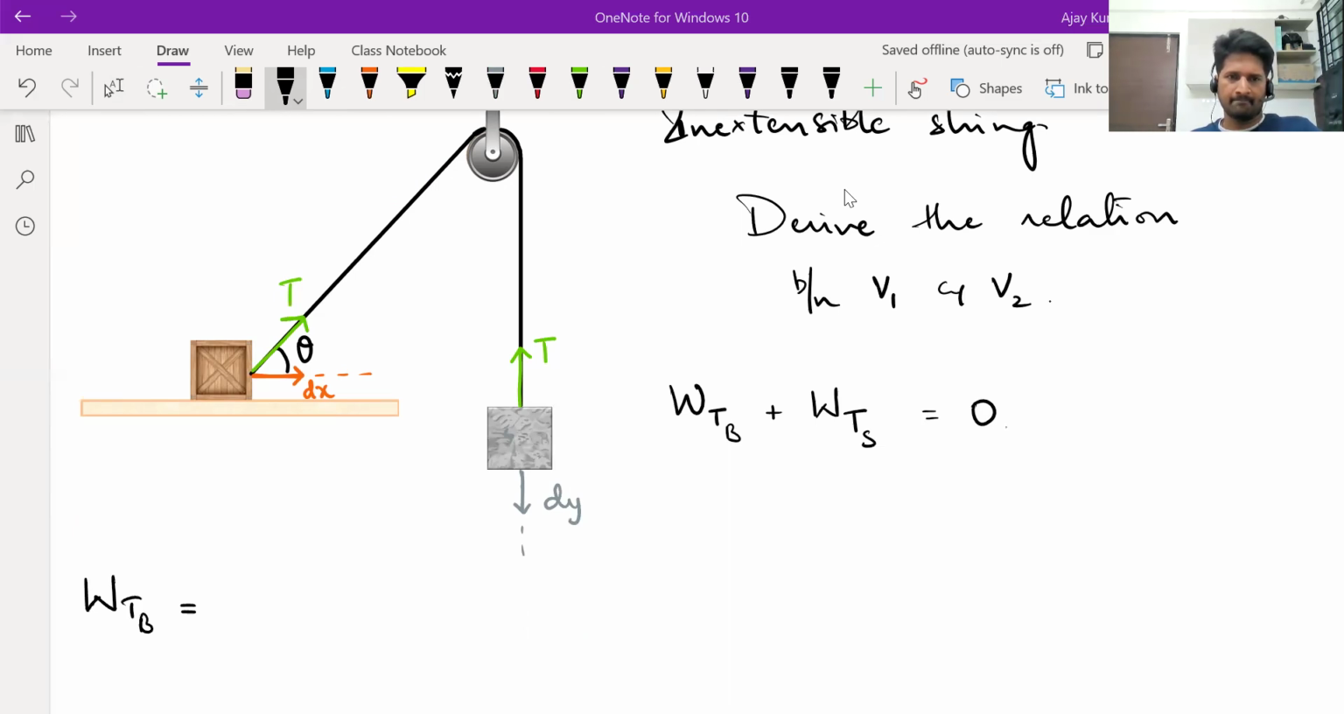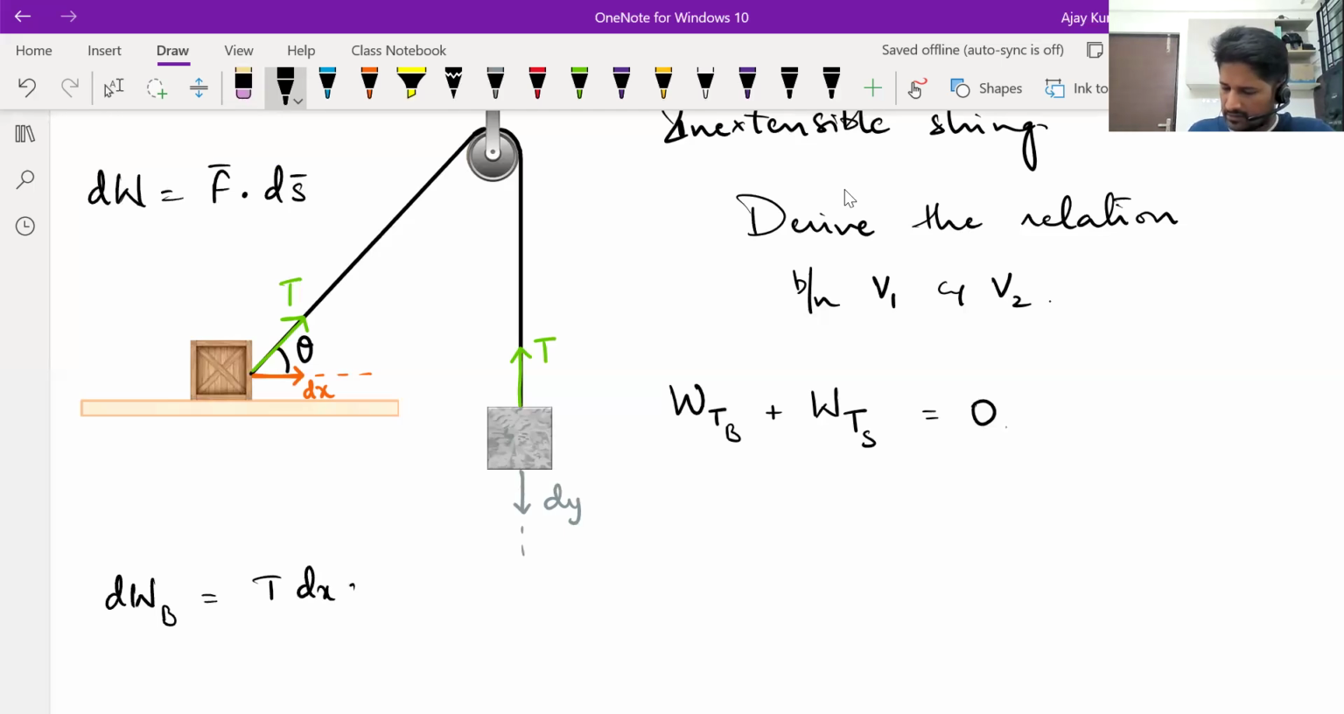T dx cos theta. It's actually T force dot displacement, force dot small displacement. I should not say work done, I should say small amount of work done. We know the formula for small work, dW is equal to F dot ds. You don't have to integrate or bother about anything. In a small displacement, you can assume the force is constant, angle is constant. So you can write the small amount of work done by tension on the box is T dx cos theta.